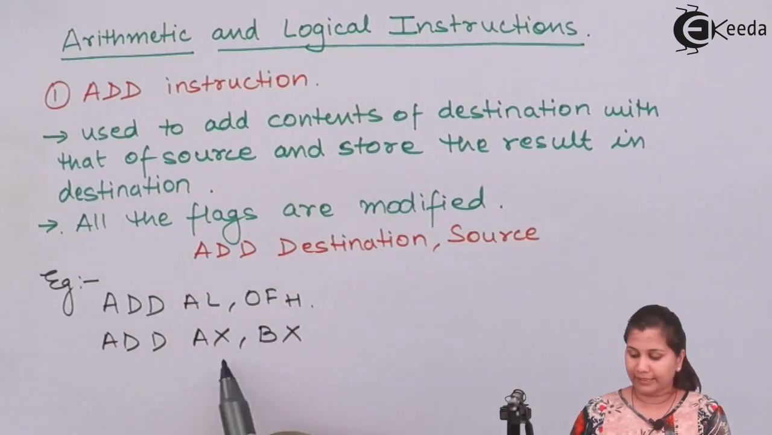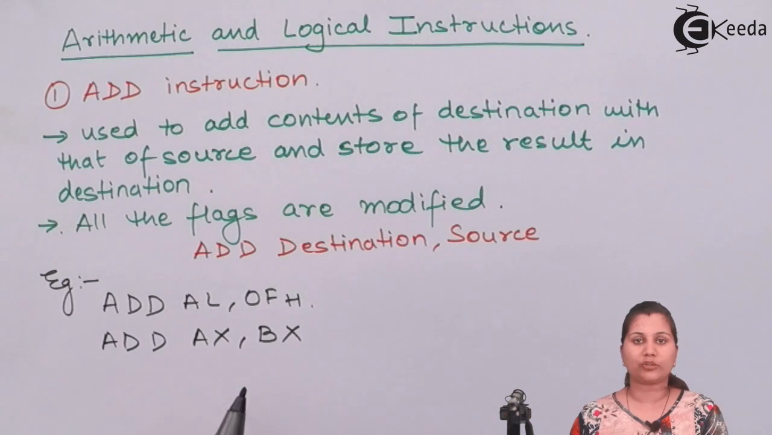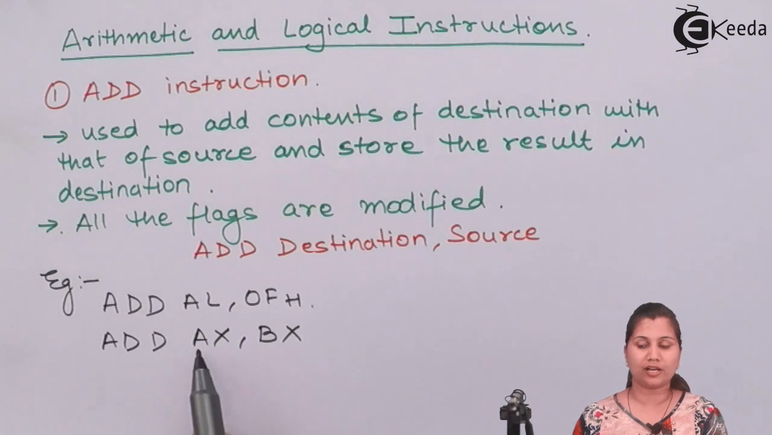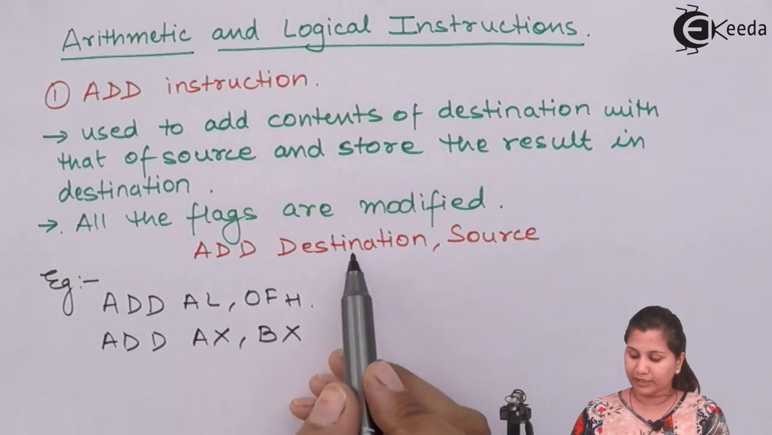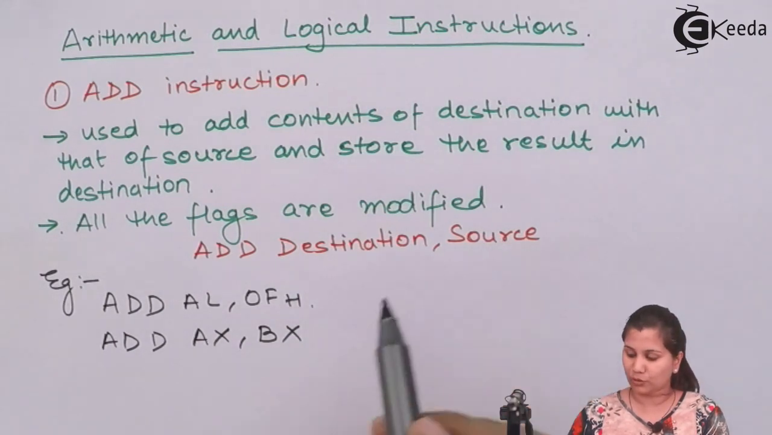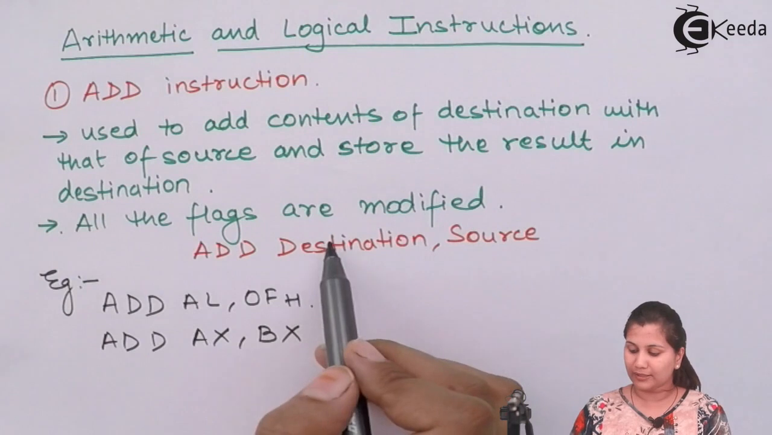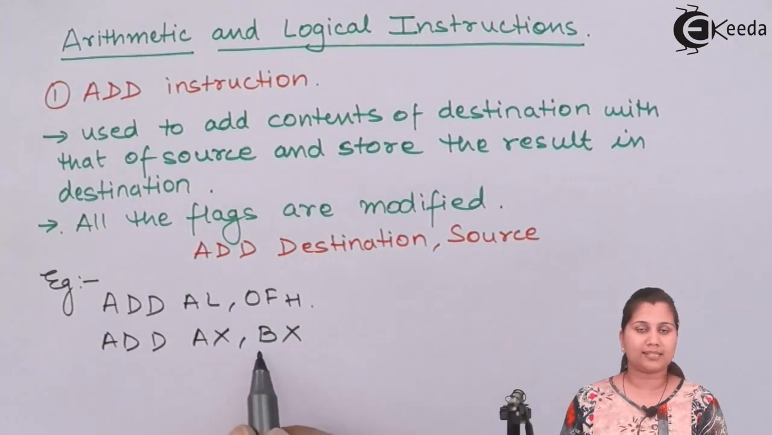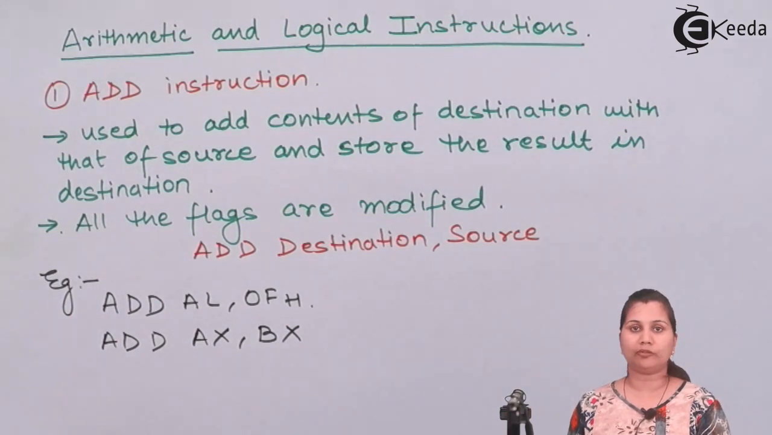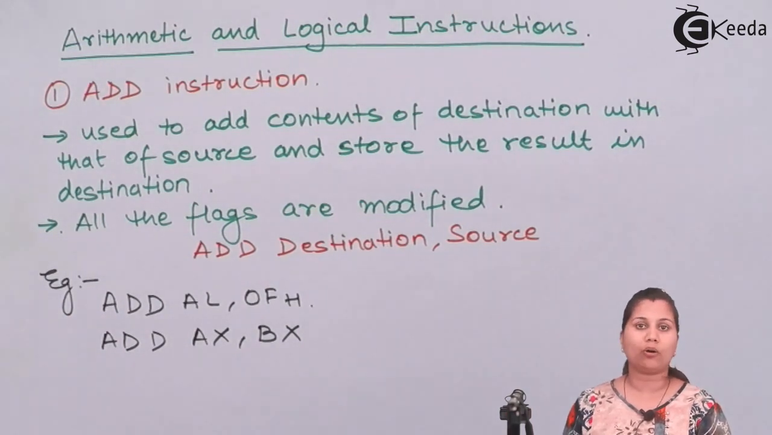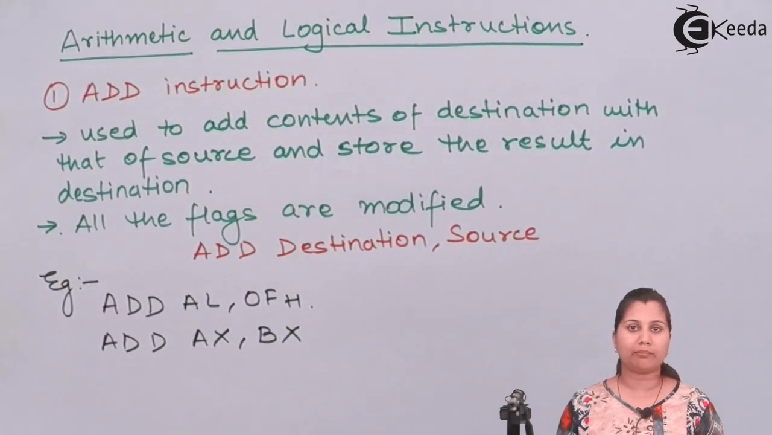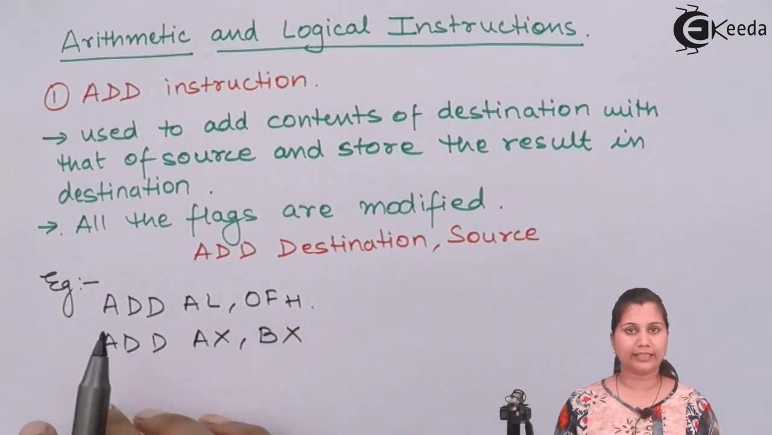This instruction, ADD AX comma BX, is going to add the contents of the BX register and the AX register, and the result will be stored in the AX, because if we compare it with the format, the destination is AX and the source is BX. So the result is going to be stored in the destination. AX and BX both are 16-bit registers, so the result will also be 16-bit or more can also be generated. So 16-bit numbers are added here, whereas the earlier example adds 8-bit numbers.